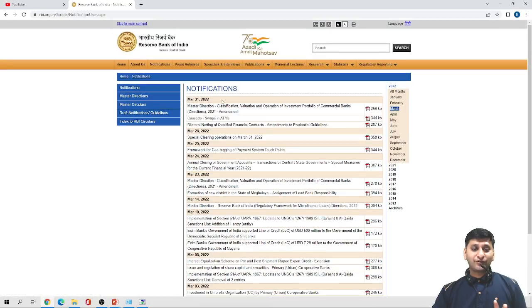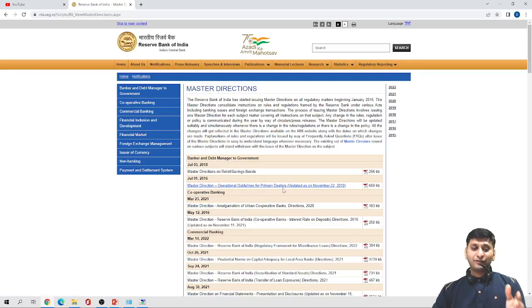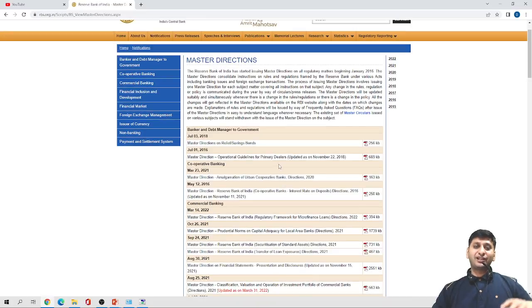Now when you click on the notifications, right, you will get this, but apart from that there are also master directions and master circulars. तो आप इनको भी देख सकते हैं. Master directions are like, when something is combined into a single notification. मतलब आपने पिछले साल एक ही financial inclusion के related you have done 4 changes through various separate notifications, but all that would be combined in one single master direction related to financial inclusion. तो यहाँ पे आपको काफी master directions मिलेंगे.